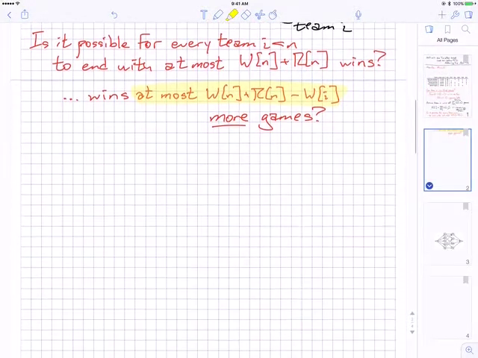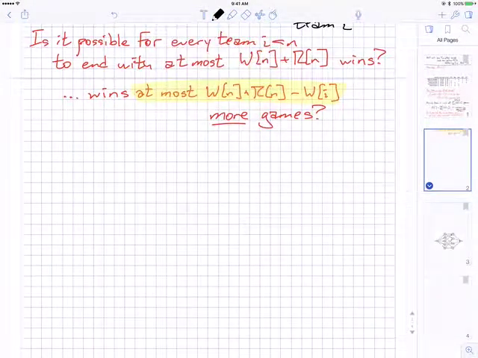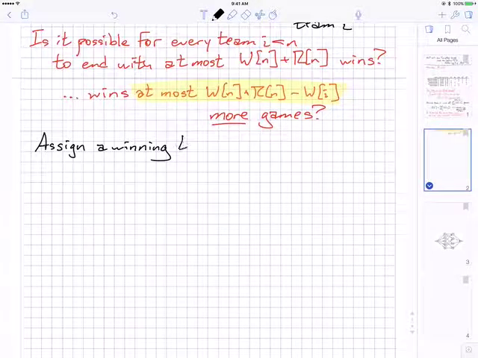So another way of saying that is this is really a kind of assignment problem. Right, when you say, is it possible for every team to end the season with so many wins, what we really mean is it possible that for game one, we assign a winner, and for game two, we assign a winner, and for game 79, we assign a winner, so that we get this outcome. Right, so we're trying to assign a winning team to each game.